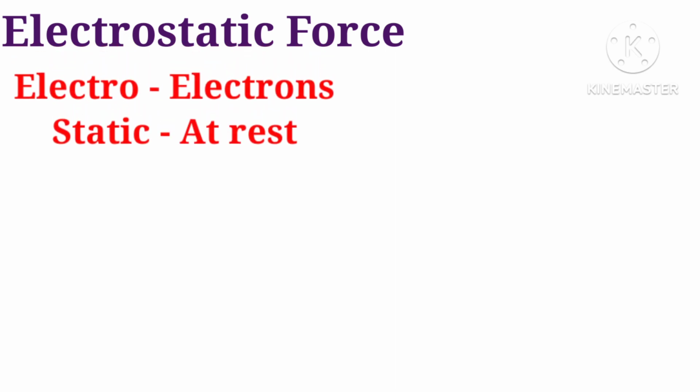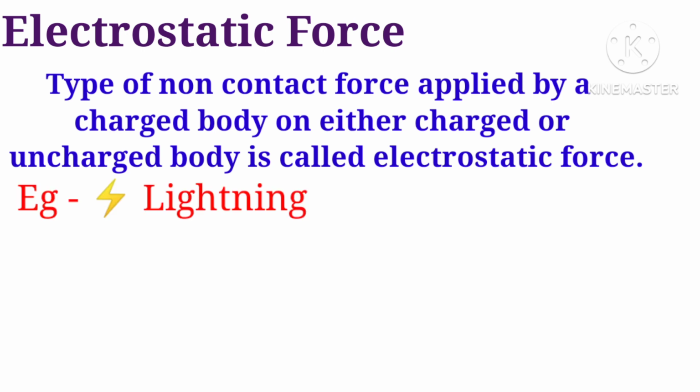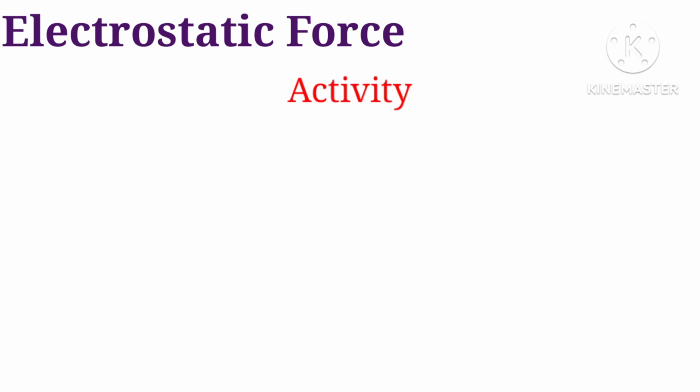Moving to the last topic of this video, that is the third type of non-contact force, electrostatic force. The word electrostatic is made up of the combination of two words. First is electro and another one is static. Electro means the electrons and static means to be stationary or in rest position. Now, this electrostatic force is a type of non-contact force that is produced by a charged body on another uncharged or charged body. The lightning which occurs on the Earth's surface during a thunderstorm is also an example of electrostatic force.